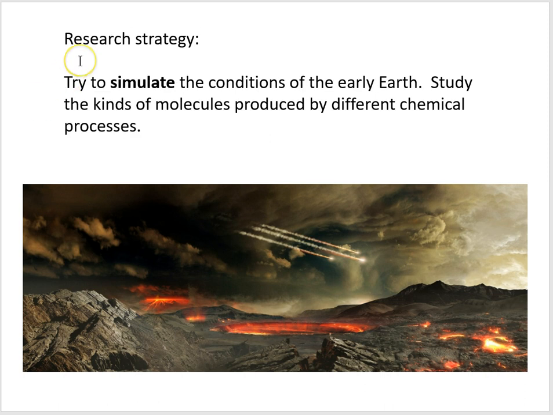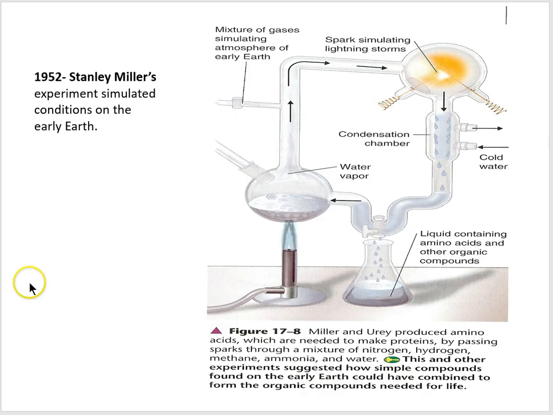So this suggests a research strategy. Try to simulate the conditions of the early Earth, and then you want to study the kinds of molecules produced by different chemical processes. In 1952, Stanley Miller did just that, and he's going to open up a whole new field of research into the origin of life. He's going to try to simulate the early Earth with this apparatus here.